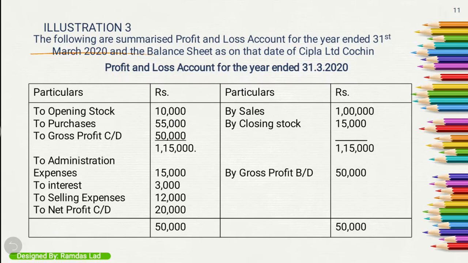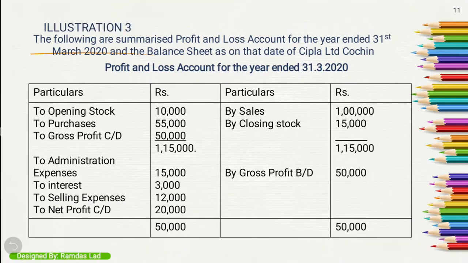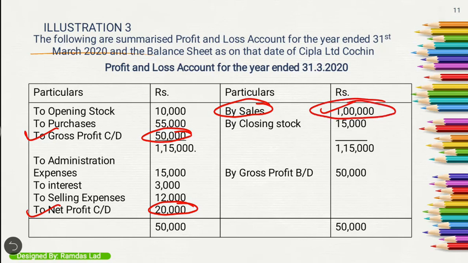For the gross profit ratio, in this example gross profit is given, which is 50,000. Sales is given here, which is 1 lakh. So we can calculate the GP ratio from this. Now the second one is the net profit ratio. Net profit is given here, 20,000, and sales is already mentioned. So we can calculate the net profit ratio from these values.